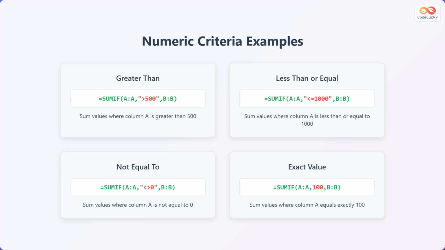To sum values where column A is not equal to 0, the formula is =SUMIF(A:A,"<>0",B:B). To sum values where column A equals exactly 100, the formula is =SUMIF(A:A,100,B:B).